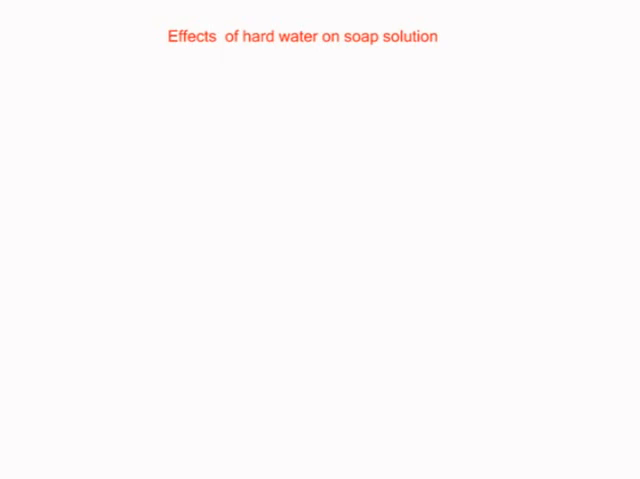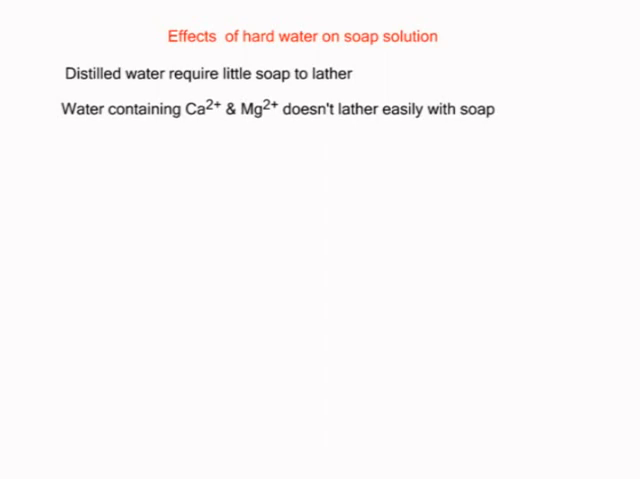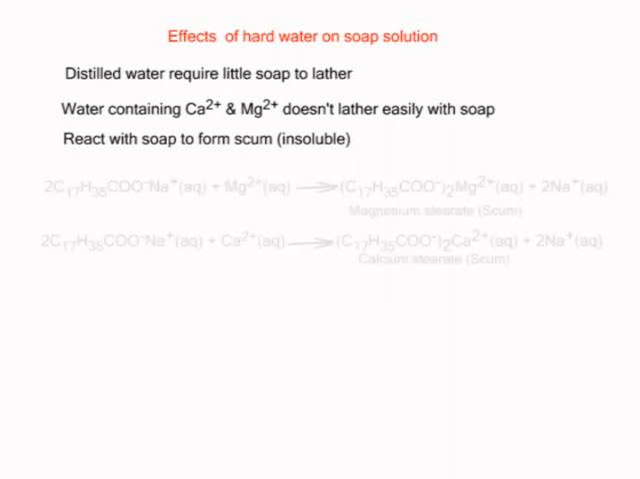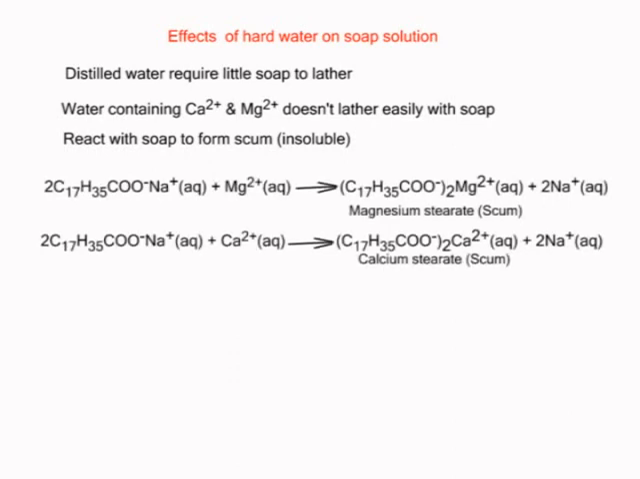Now let us look at the effect of hard water on soap solution. Usually, distilled water requires very little soap solution to produce lather, but solutions containing dissolved salts require varying amounts of soap in order to produce lather. Water containing calcium and magnesium ions does not lather readily with soap, and these ions react with soap to form an insoluble product we call scum. Scum formed is either calcium stearate or magnesium stearate.